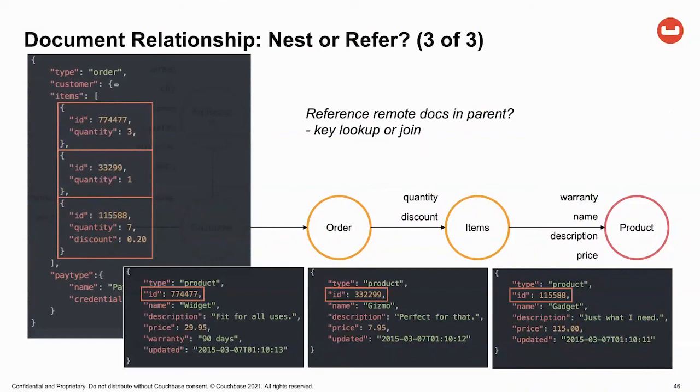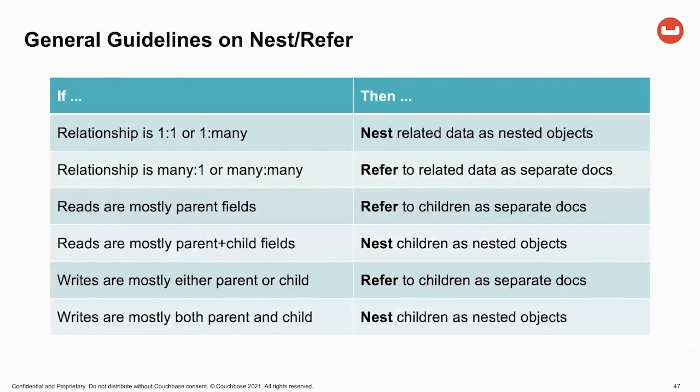So some common practices. If your relationship is one-to-one or one-to-many, then you might want to nest the related objects. If your relationship is many-to-one or many-to-many, then you want to refer. If you're reading mostly parents, then refer to children as separate documents. If your reads are mostly for both parents and children, you want to do it in one fetch, so you nest them. If your writes are only to either the parent or the child, then you're going to refer to them and keep them separate. If your writes are mostly together for the parent as well as the child, you're going to nest them.